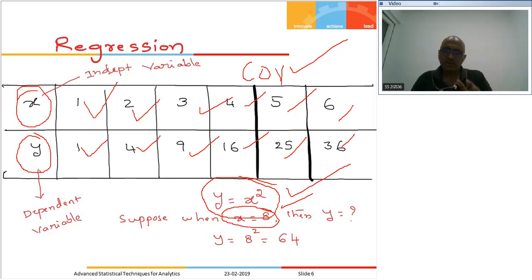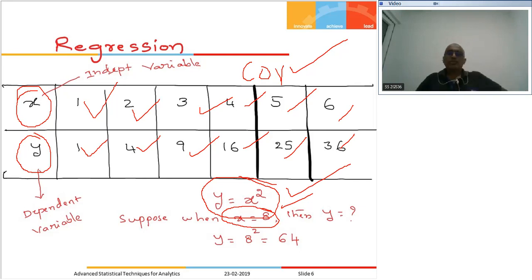I hope it is clear, the difference between correlation and regression. Correlation gives a feel of the relation, and regression gives exactly what that relation is between the two variables. Once we have Y equals X square, then we can predict. That is, when X equals 8, Y equals 64, and when X equals 10, Y equals 100, like this.